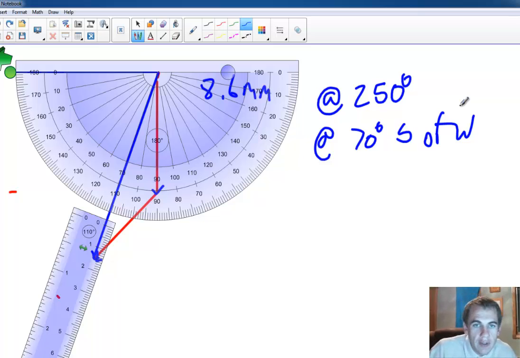So graphical vector addition takes a minute, but it gets you exactly everything you need. So finish working those problems. Good luck.